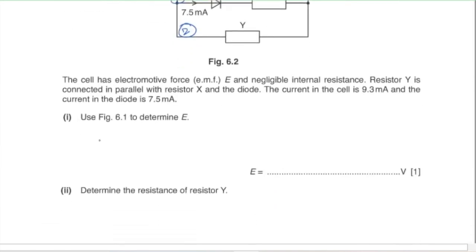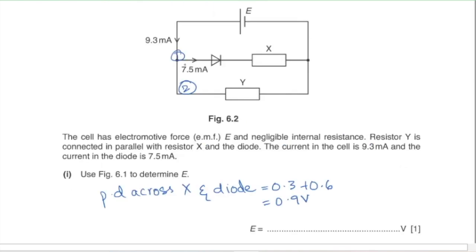So combined PD across X and diode is equal to 0.3 volts plus 0.6 volts, and this gives us a value of 0.9 volts. Now I'll repeat that PD across either of the loops is going to be equal to the EMF of the cell. So 0.9 volts is the PD across this first loop, means combined PD across this diode and resistor X is 0.9 volts. This means that EMF E of the cell is also going to be 0.9 volts.